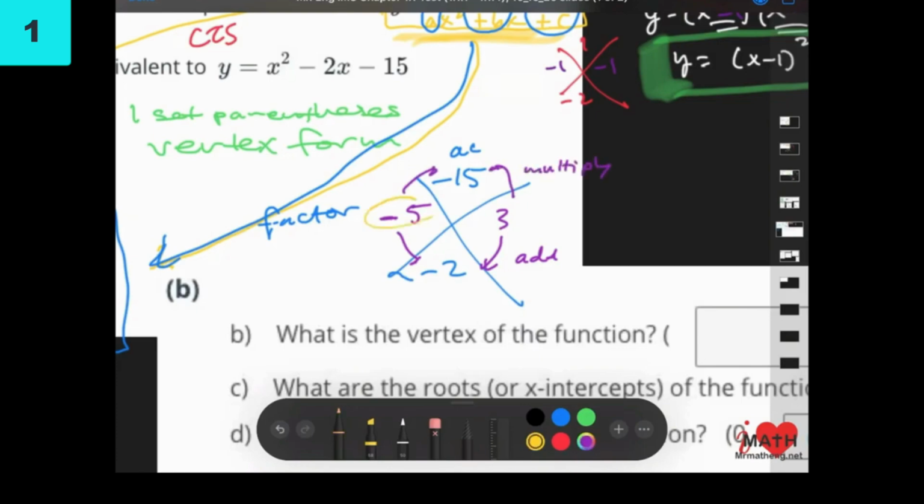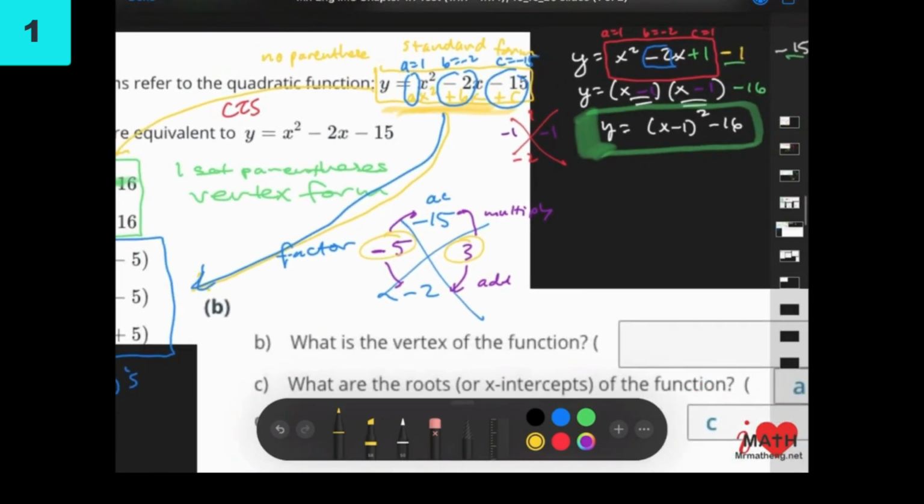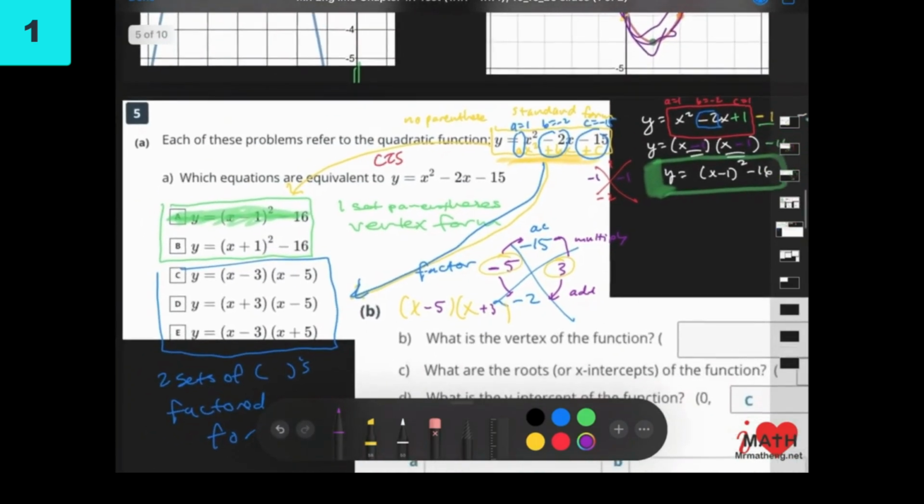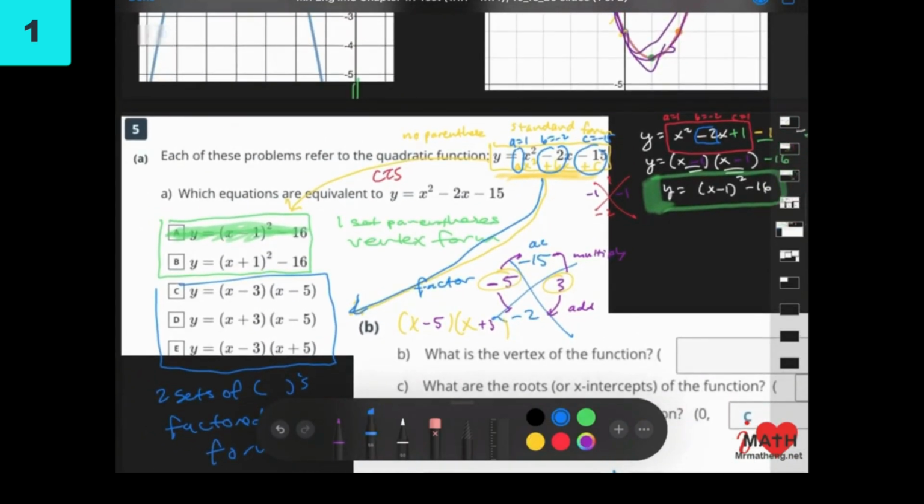Okay, what does that mean for us? When you factor x squared minus 2x minus 15, my answer is going to be, just write it down, x minus 5 times x plus 3. Okay, that's my answer. So that's going to be choice, which one is it? Negative 5 and positive 3 is choice D, your answer.